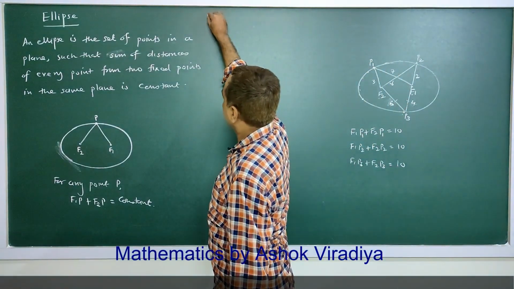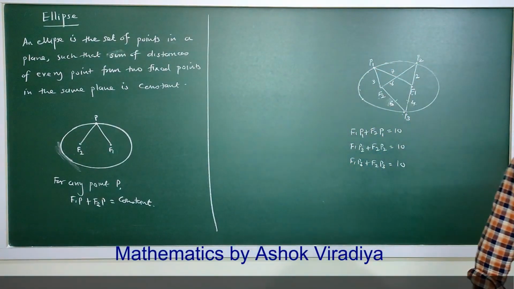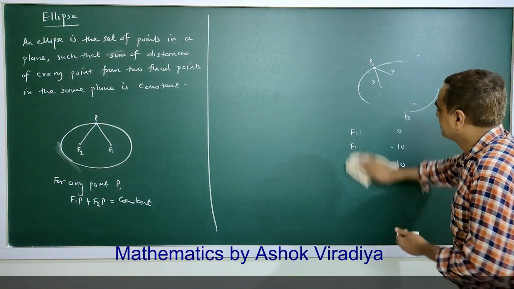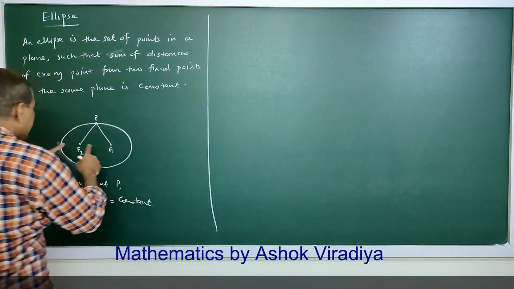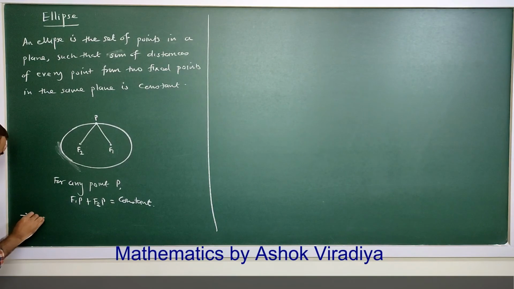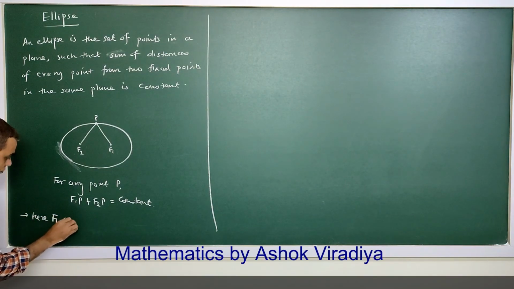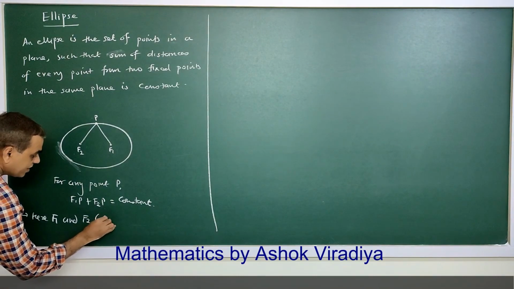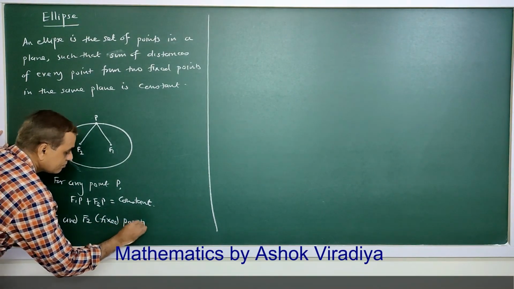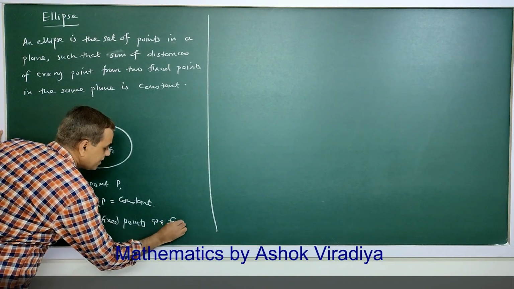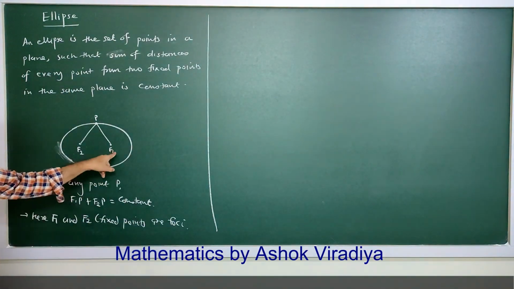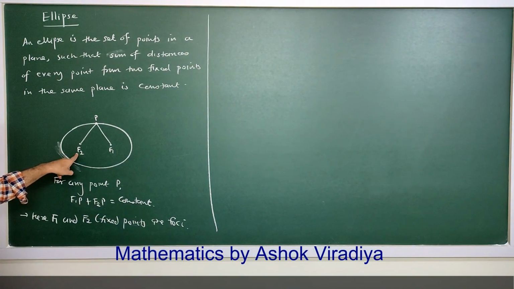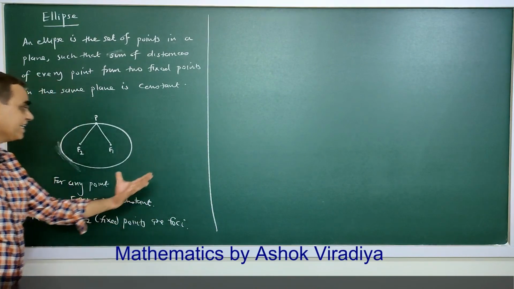Now, terminology, that means the mathematical words, in the case of an ellipse. Here, these fixed points F1 and F2 are said to be foci. That is the plural form of focus. There are two foci. F1 is a focus, F2 is a focus. So foci is the plural form of focus.